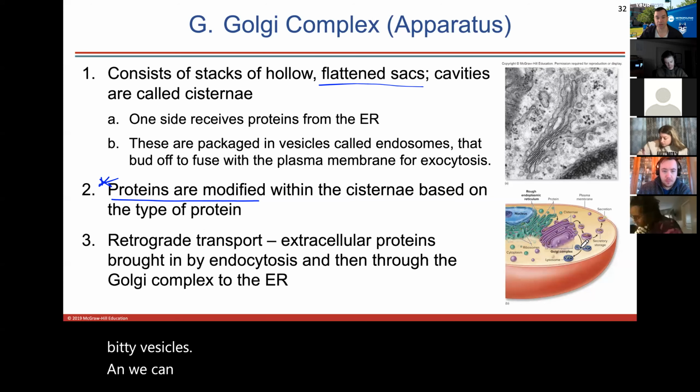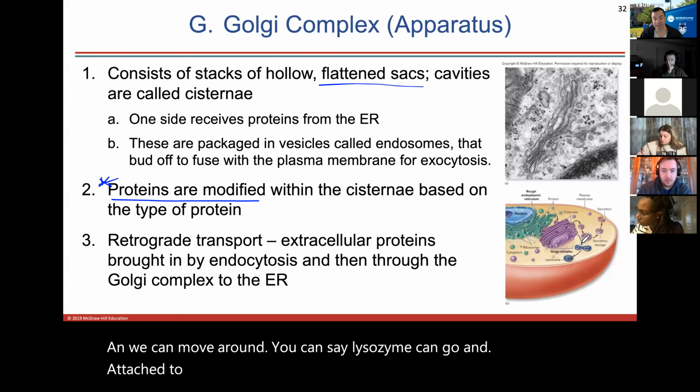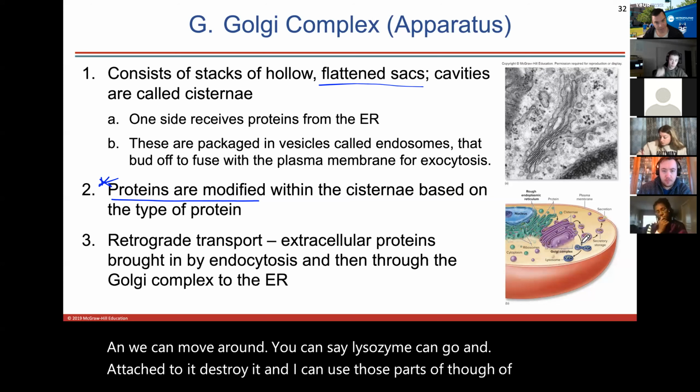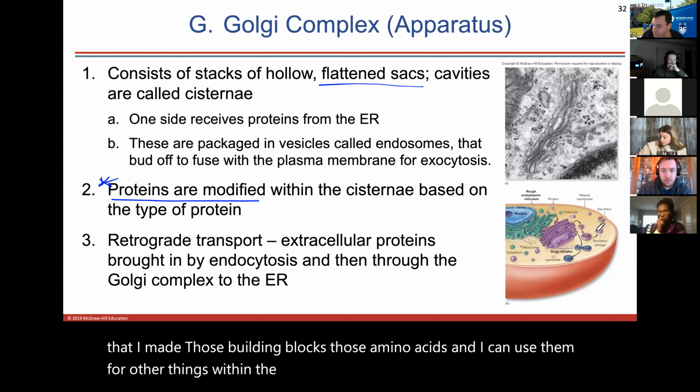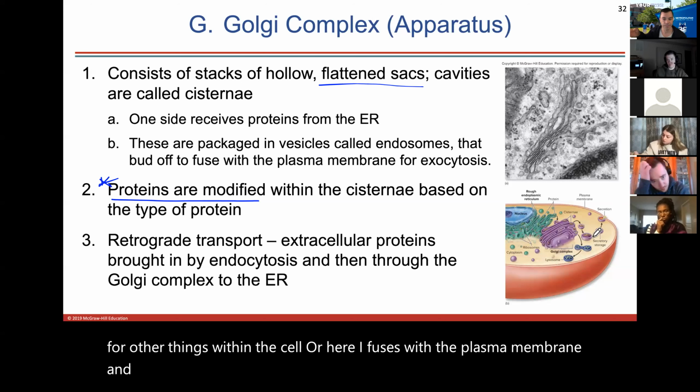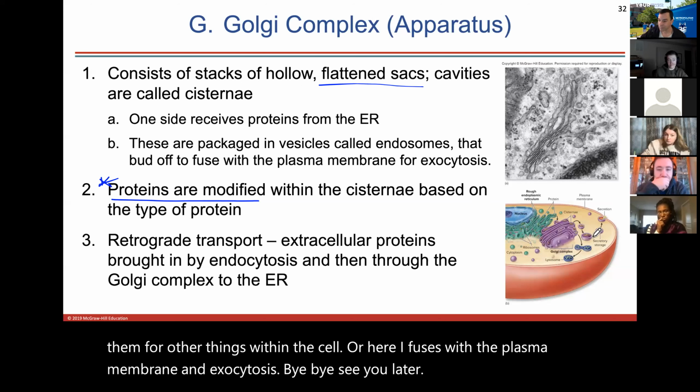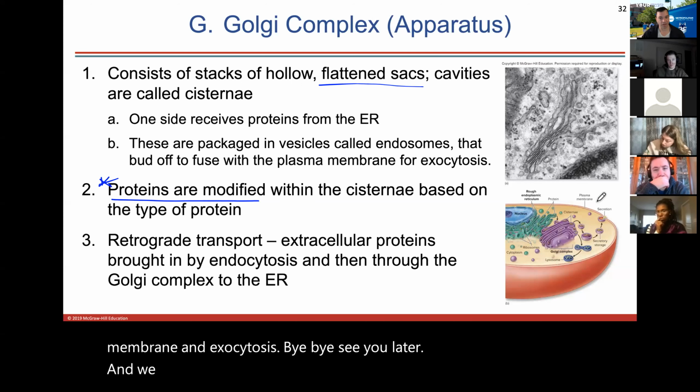You can say a lysosome can go and attach to it, destroy it. And I can use those parts of that protein that I made, those building blocks, those amino acids, and I can use them for other things within the cell. Or here, I fuse it with the plasma membrane and exocytosis. Bye-bye. See you later. And we can secrete these things from the cell.